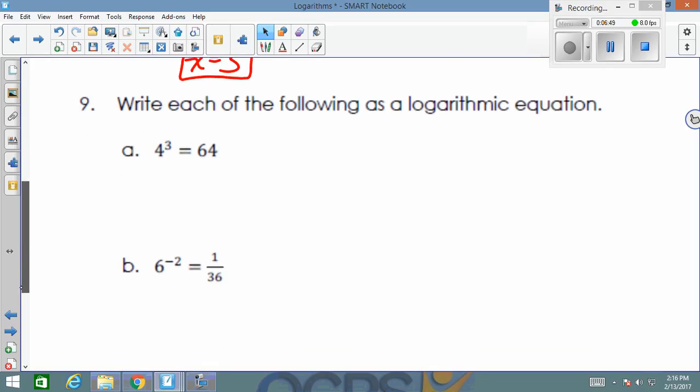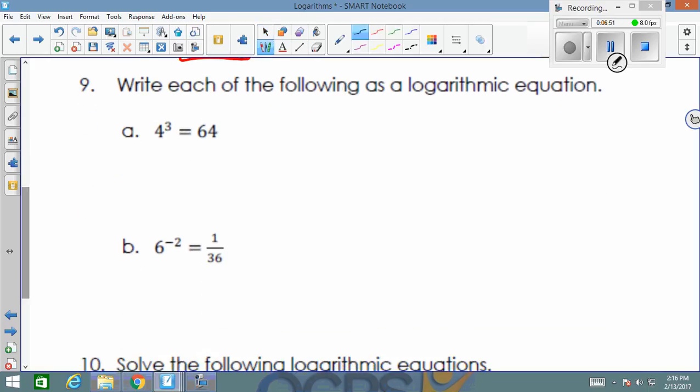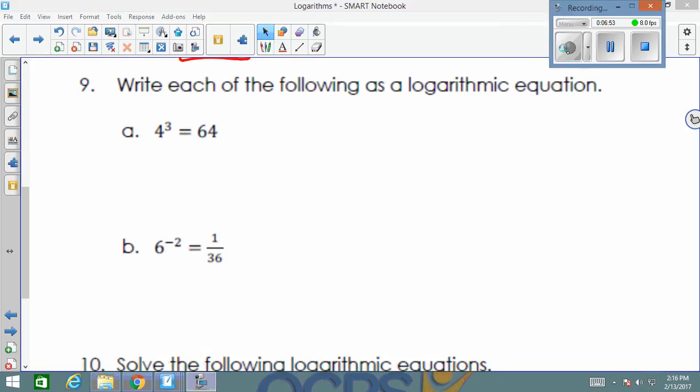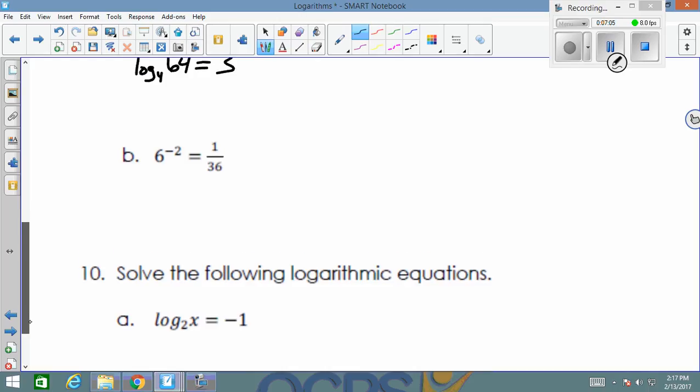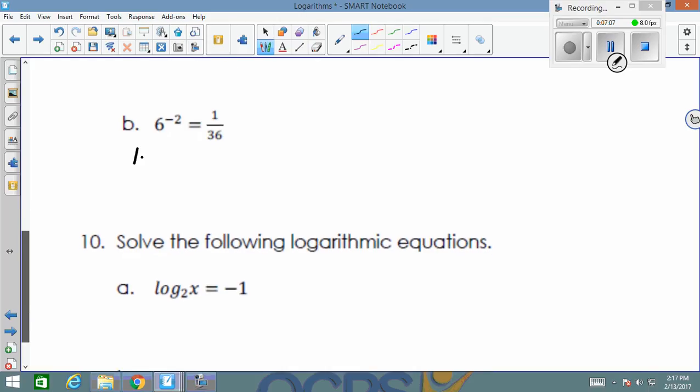It says write each of the following as a log function. Okay, it's going to ask us to convert to log function, so it's log, the base again is the base of the exponential, which is 4. The 64 becomes the big number over here, and it's going to equal the exponent, which is 3. So on this one, this log base is going to be 6. So 1 over 36 is going to equal our exponent, which is negative 2.